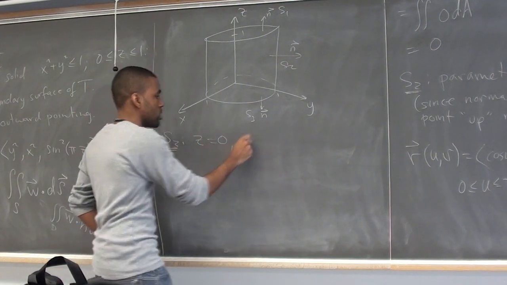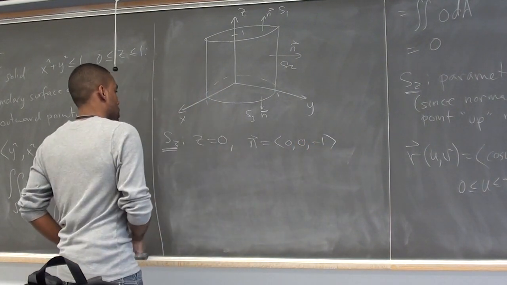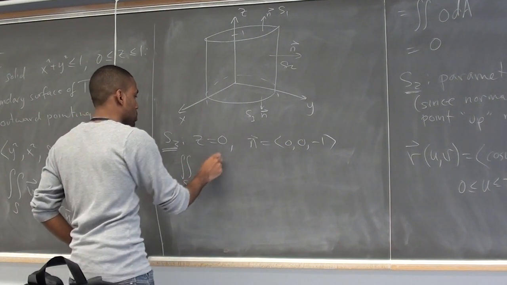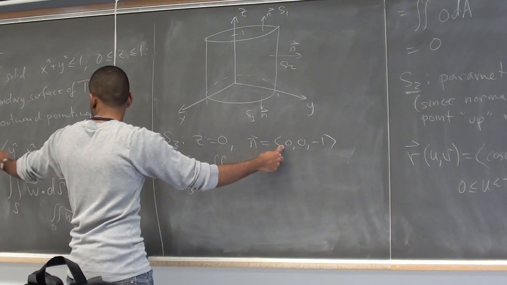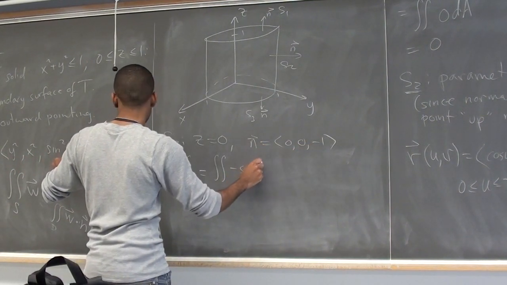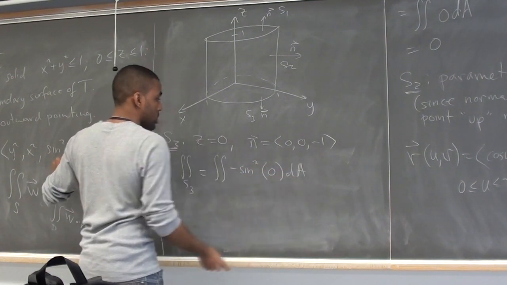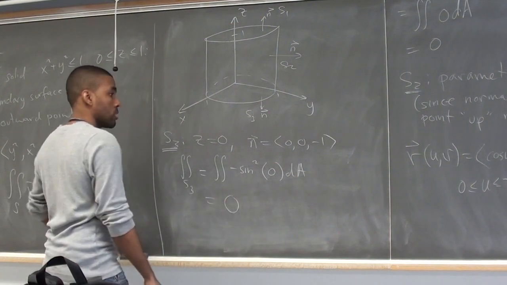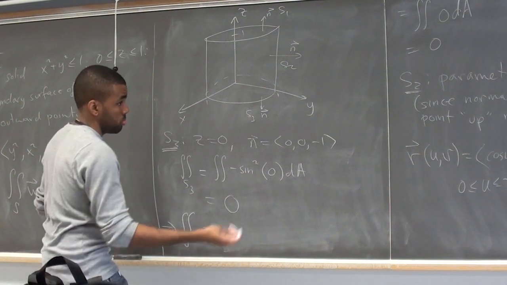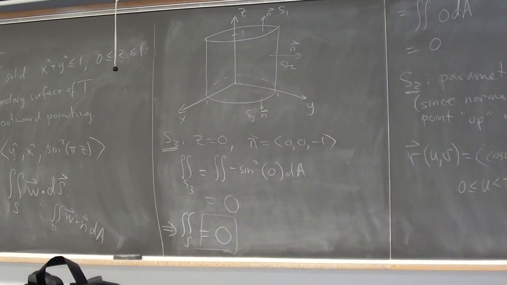So here your Z is 0, your normal vector is just 0, 0, negative 1. And so your double integral over S3 is just going to be equal to the double integral of, 0 is going to kill this, and 0 is going to kill that, and then you're going to have negative of this. So it's minus sine squared of 0, because I'm plugging in Z equals 0. But sine of 0 is 0, so this is just 0 as well. And therefore, the double integral over S is going to be equal to 0 plus 0 plus 0. This one.